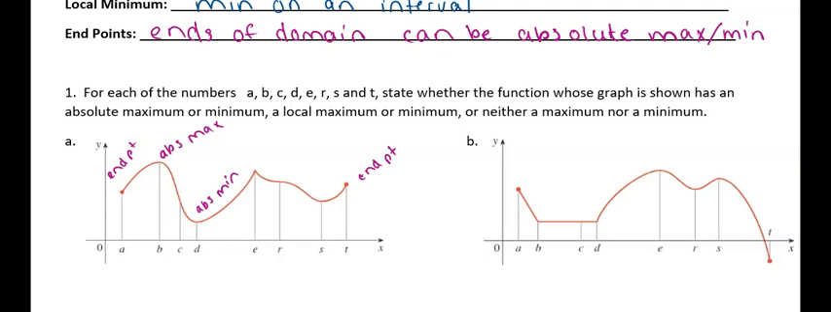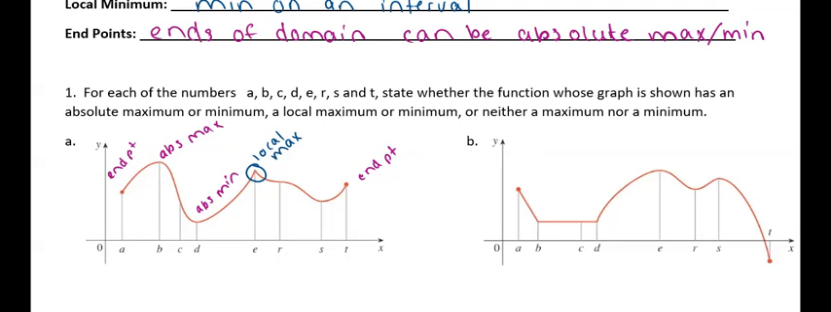Now what happens is we look for local max and mins, and the local max and mins are the highest or lowest points on a region. So for example, right here, this would be a local max. And it would be a local max because from D through F, that's the maximum. It's not the maximum on the entire domain, but it is a maximum on an interval. And in our case, that interval could span a good portion of our graph. So that would be a local max.